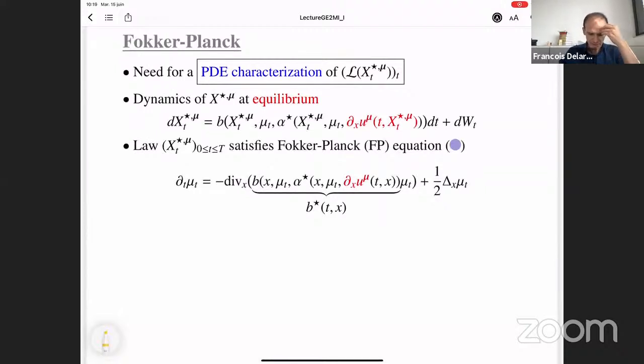At the end of the day, once we have identified the optimal feedback, we were able to say what is the dynamics of the law of the optimal state. This was given by a Fokker-Planck equation, which is in the middle of the page. And so at the end of the day, you get a forward-backward system, but this is a forward-backward system of two PDEs. And this is what we have to study now.